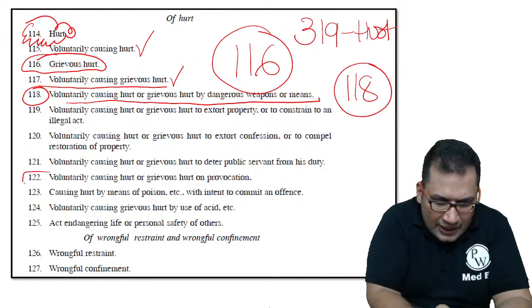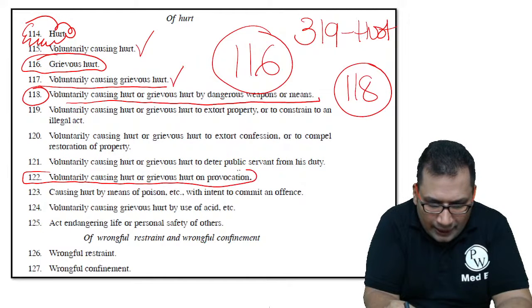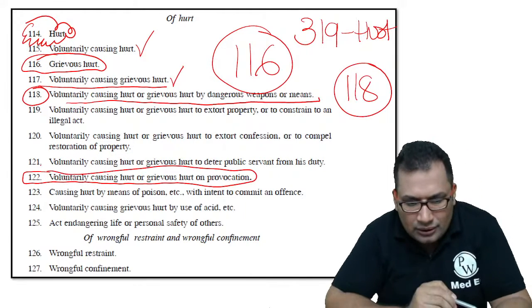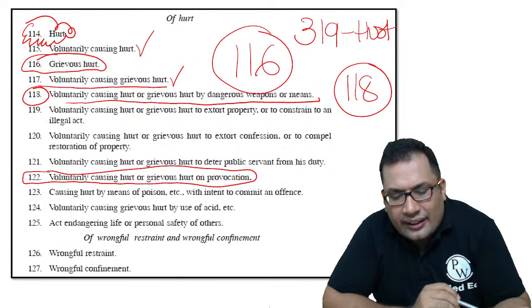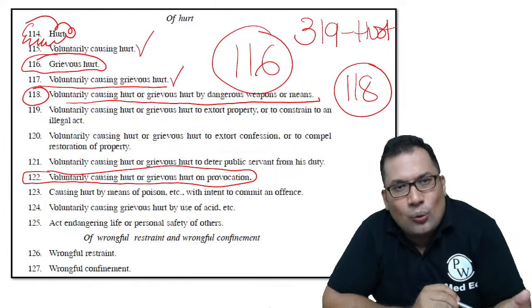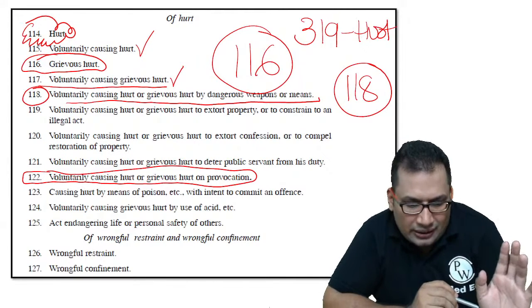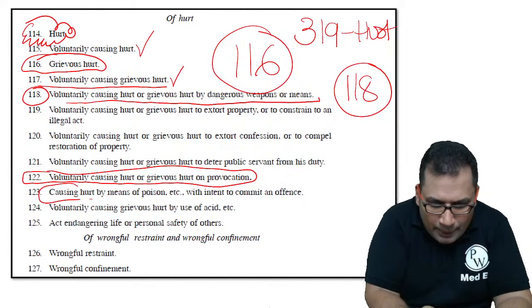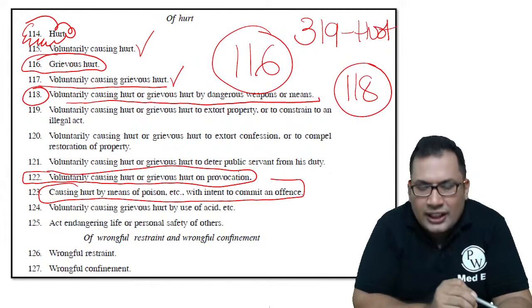Okay, this was asked in one of the exams, in the AIIMS exam, I remember some 4 years back. Voluntarily causing hurt, grievous hurt and provocation, that is now 122. Single section it is. Causing hurt by means of poison, that is 123.